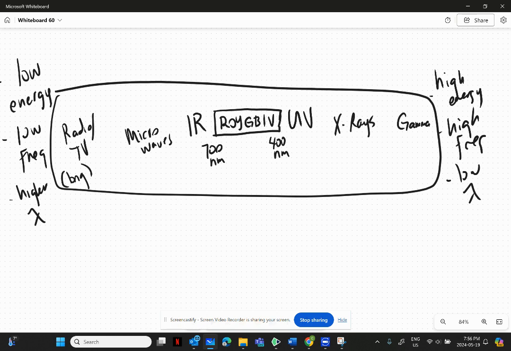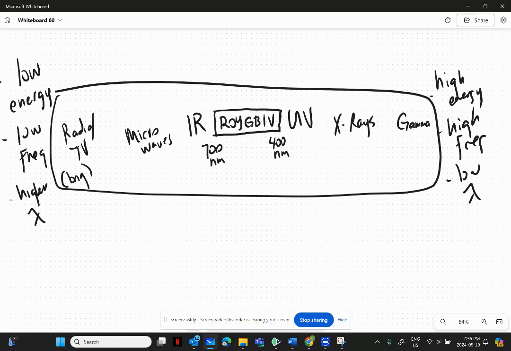I know this is supposed to be a short video and it's already getting long, but start with your visible, Roy G. Biv, reading it in the middle there. And then go on to either side of your Roy G. Biv. So you have on the red side, you have infrared, and on the right side with the violet, you have the ultraviolet.